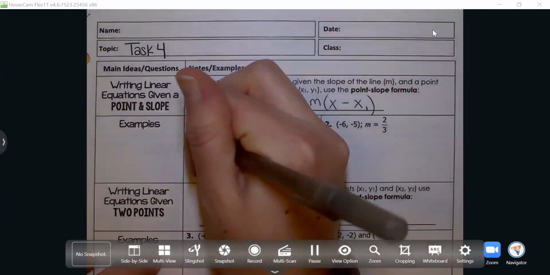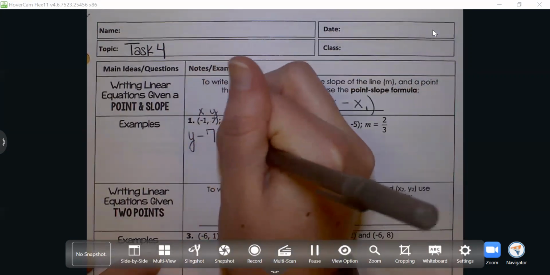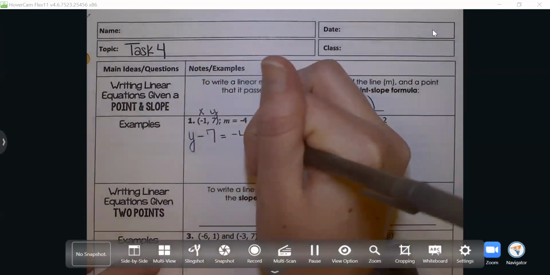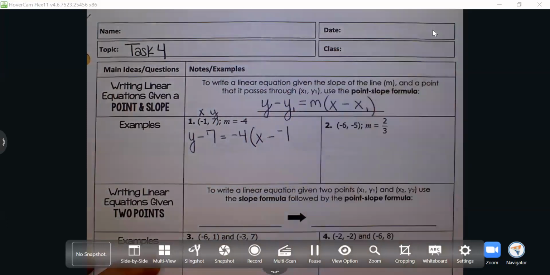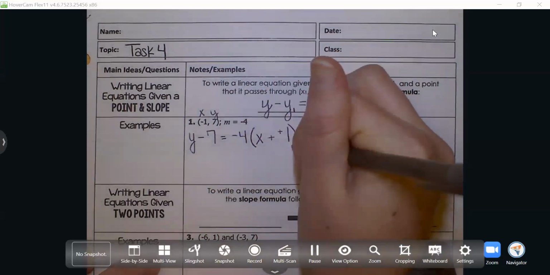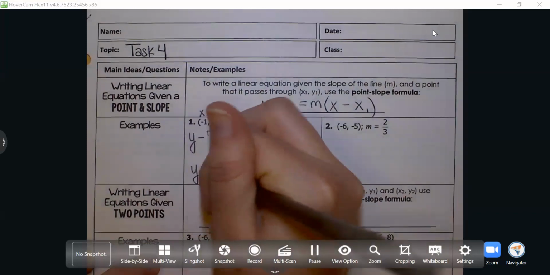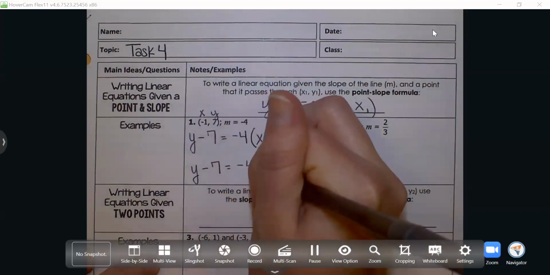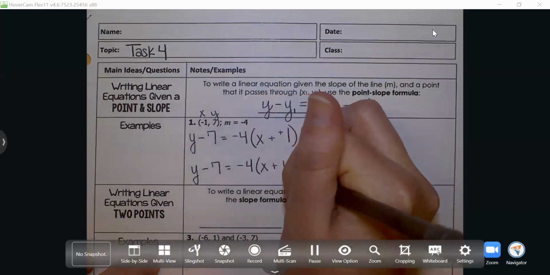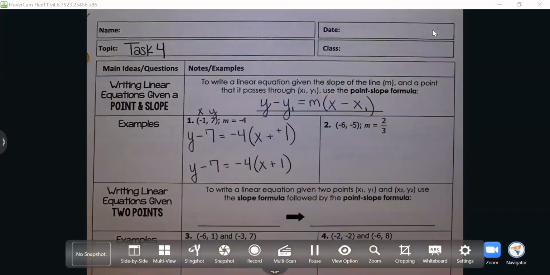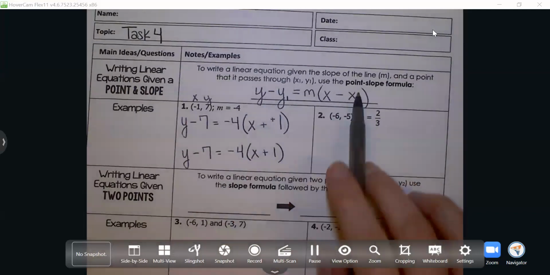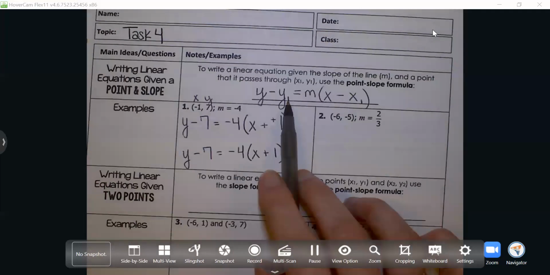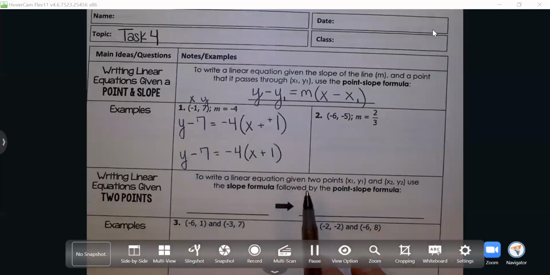So I'm going to write y minus 7 equals -4, and I'll put a parentheses and do x. I could write minus -1, or I could really change that to just +1. So oftentimes you will see x plus 1 instead. All right. So what we do is we change our sign. Because this is a minus sign, oftentimes I change my sign. So instead of a +7 here, we see a -7.